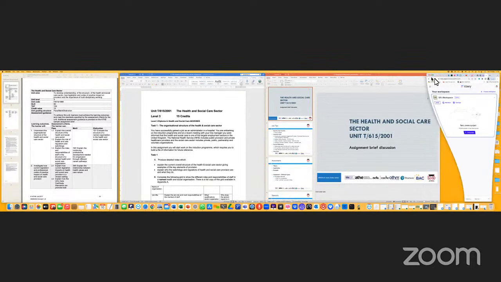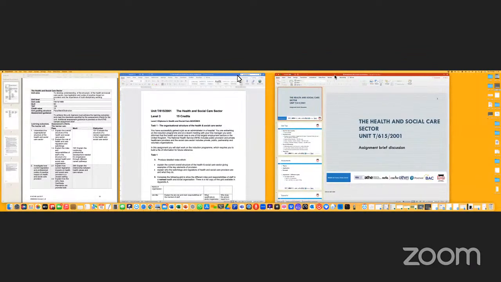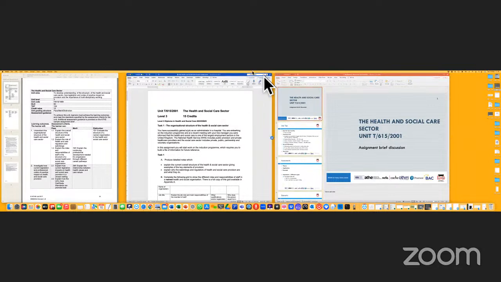Okay, that's brilliant. Now, I've got three documents on the screen, which I just want to briefly look at, taking you through. The first document that you see on your side is what is called the unit specification, or US. The reason I've opened this is because it is a useful document to help us understand how many assessment criteria and how many tasks there will be in the assignment brief.